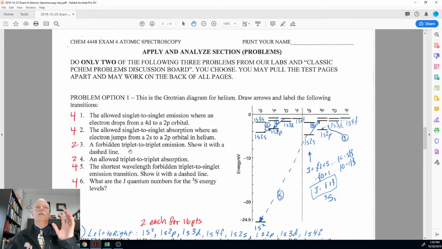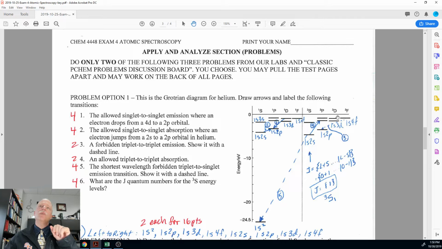Number 3, we're looking for any forbidden triplet to triplet emission. Show it with a dashed line. So it's emission, so it needs to be a down arrow. And any disallowed one. So I drew this dashed line for number 3. It's going from an F to a P. Now why is that forbidden?